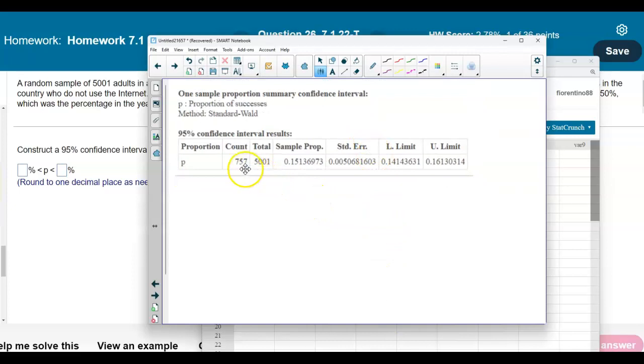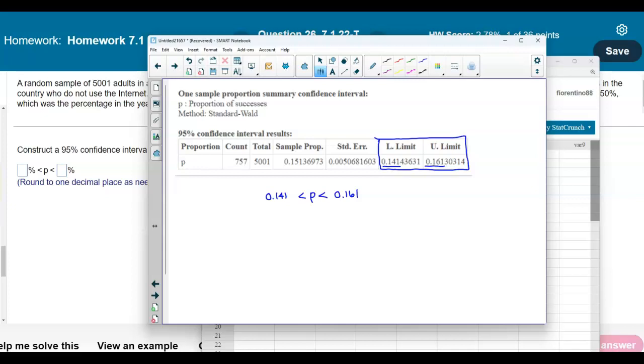So you can see here that we have the count over the total, and there is the point estimate, which is 0.151. Okay, and then over here we're going to see what the upper and lower limits are. Okay, so we're going to round this to 3 decimal places. So for the lower limit, it's 0.141. For the upper limit, rounding it to 3 decimal places, is 0.161.